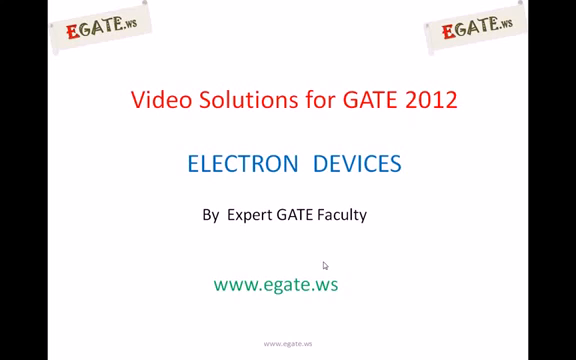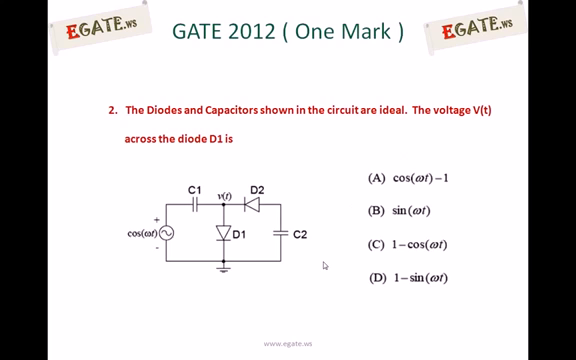Branch, and the topic is electron devices. In this we are discussing one more question. The second question in the series is: the diodes and capacitors shown in the circuit are ideal.